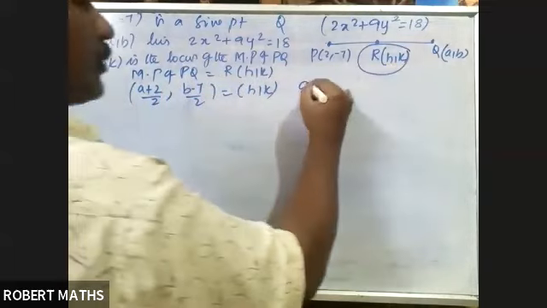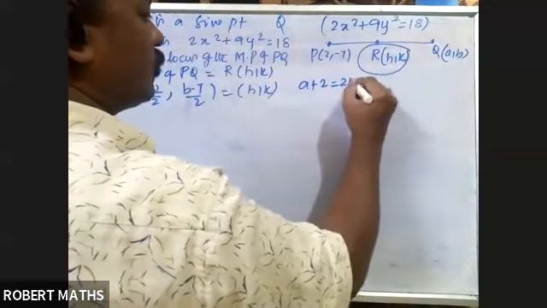From this, I can get a plus 2 equals 2h.